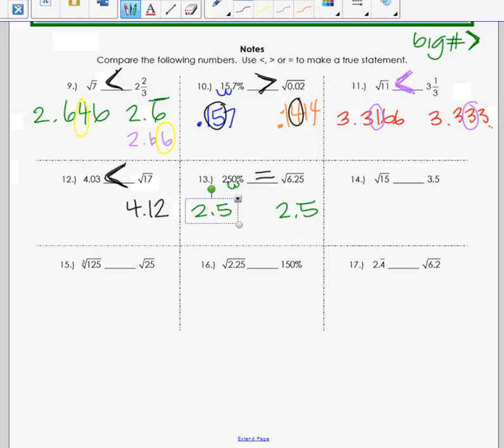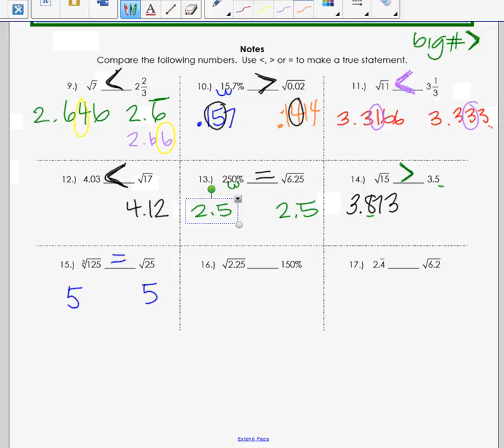For number 14, the square root of 15 is 3.873. You don't need to convert 3.5. Well, 3.5 and 3.8, which one's bigger? The 8 is bigger than the 5, so you're going to point this way. For number 15, pay attention to the fact that this is the cubed root of 125. If you do the cubed root of 125 in your calculator, you get 5. If you do the square root of 25 in your calculator, you also get 5. So they're dead even, and it's equal.